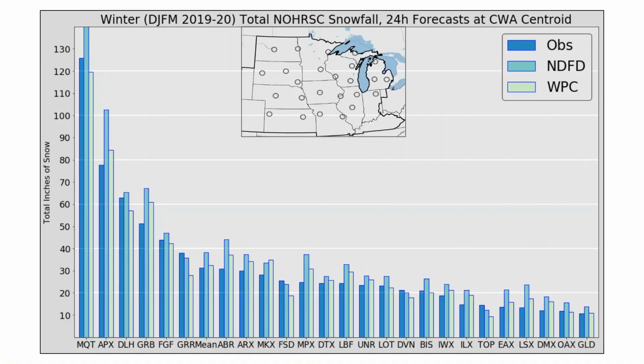Next slide. So what I did was sum up the snowfall from NOHRSC, sum up the snowfall for the season, the December through March period, from NDFD, and sum up the entire amount from WPC forecasts. Again, all 24-hour forecasts were used here. And I use these locations, which are essentially the centroid of these CWAs.